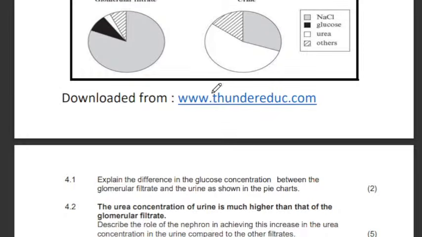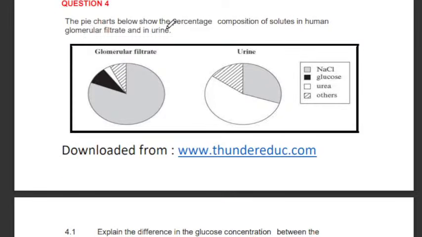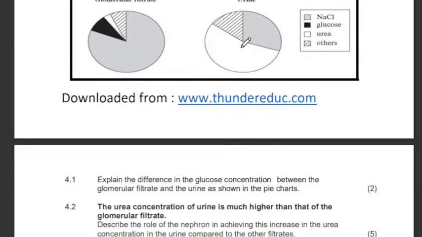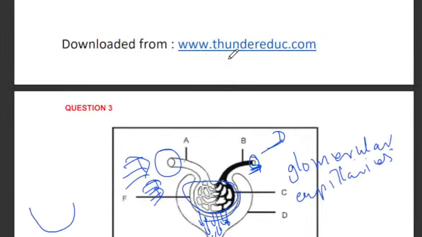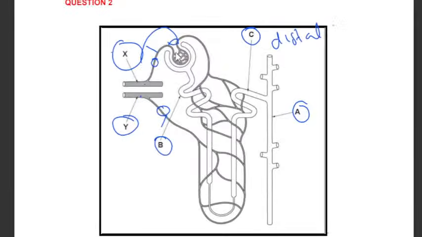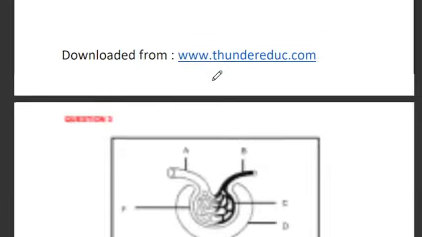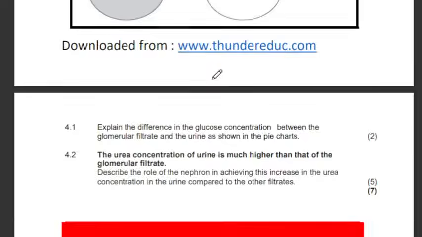Question number 4: the pie chart shows the percentage composition of solutes in humans, in urine. So this is in the glomerular filtrate, and this is in the urine. When you talk about the glomerular filtrate, we are talking about what you form here, and in the urine, what you have here. So I think that is clear. Let's go to our question and find out.